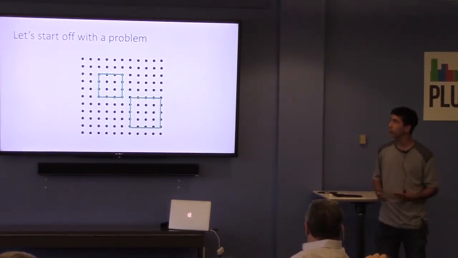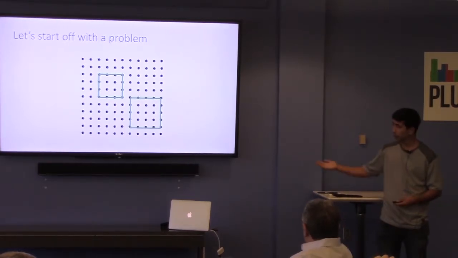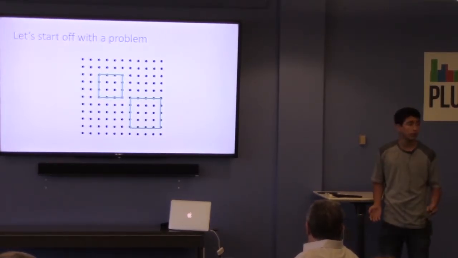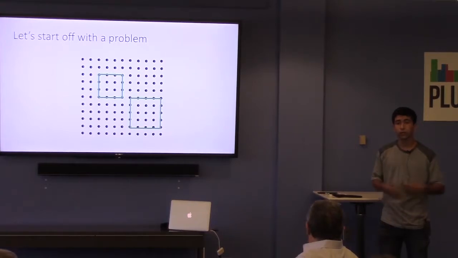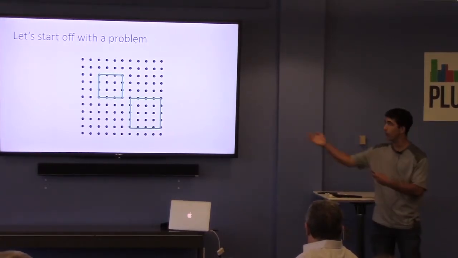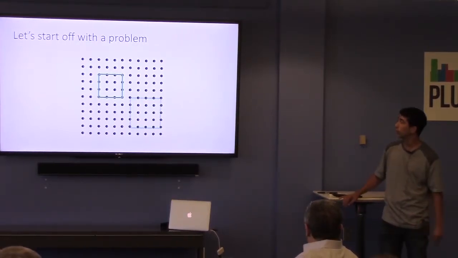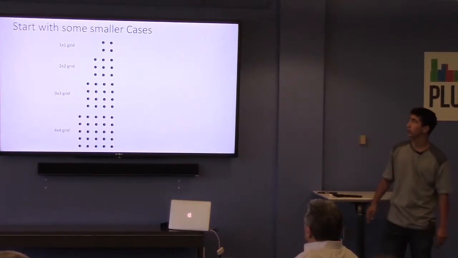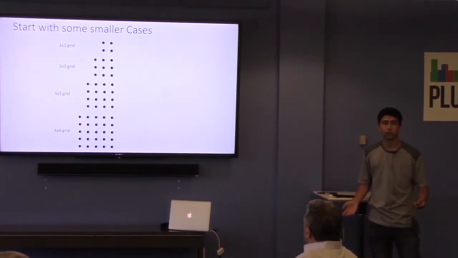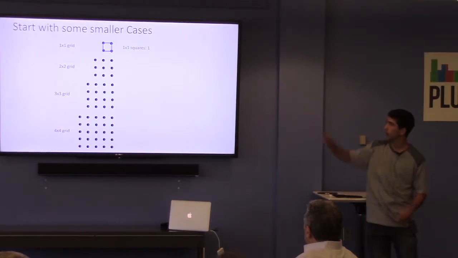So the main way to solve these kinds of problems, especially this one right here, is to start with small cases, right? And then from those small cases, we can figure out patterns that we can finally go back to this big case. So if we look at some smaller cases, on a 1 by 1 grid, how many squares are there? Just one, right? It's just that square.